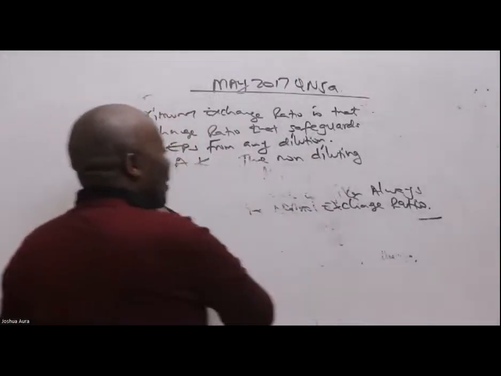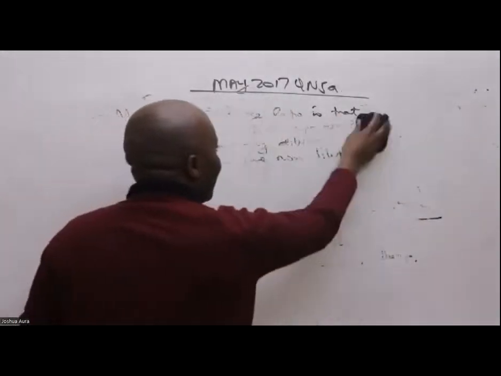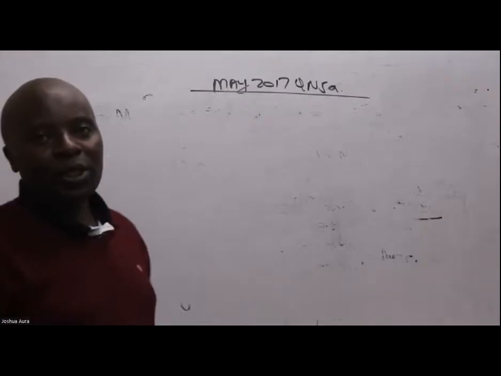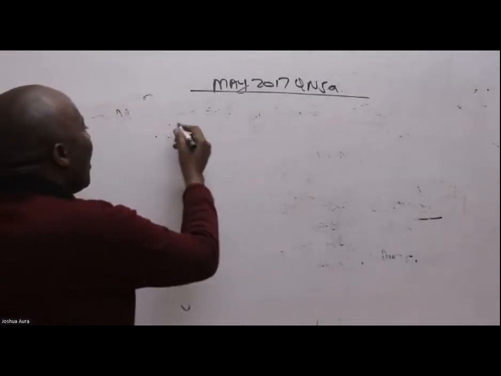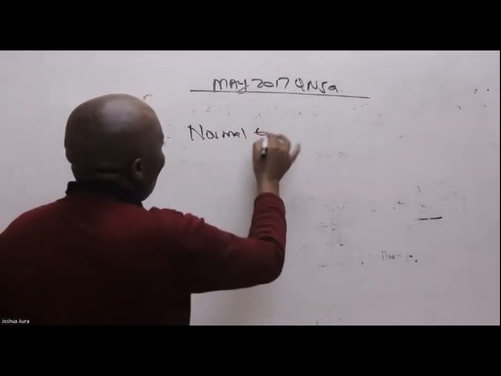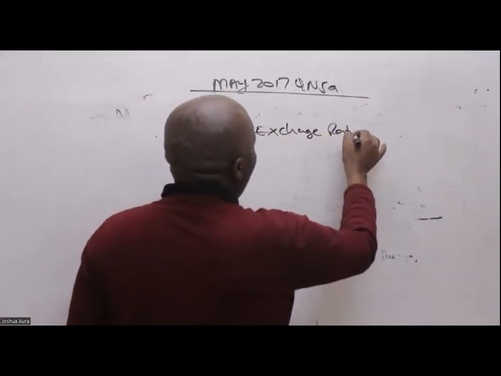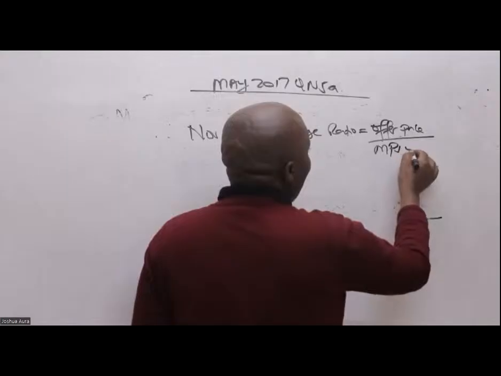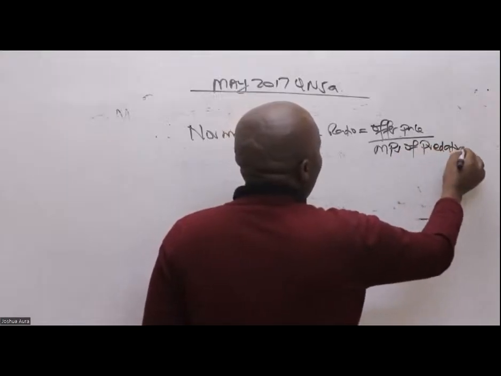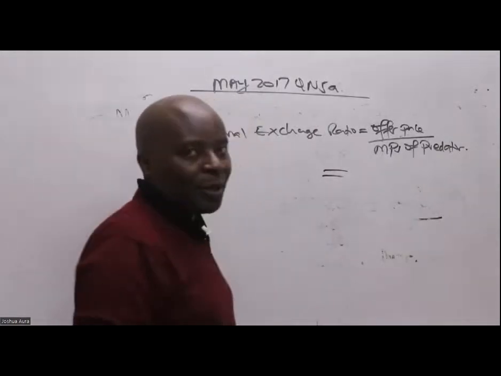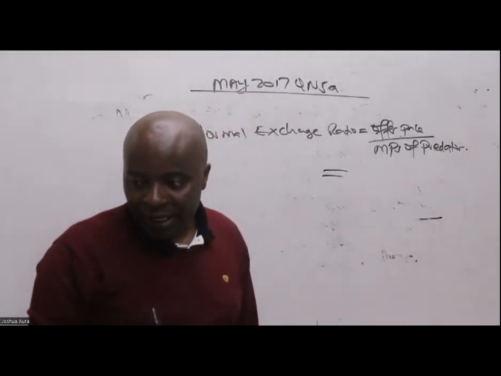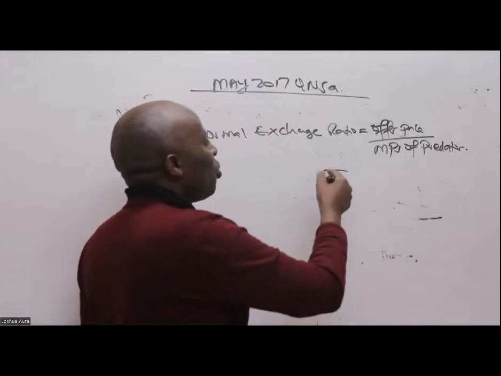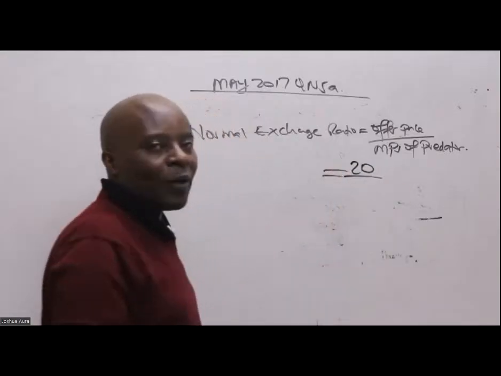Great. So in this question here, an offer price of Kenya shillings 20 is given. And therefore, our normal exchange ratio will be the offer price over the MPS of the predator. So the price which has been offered there is 20.